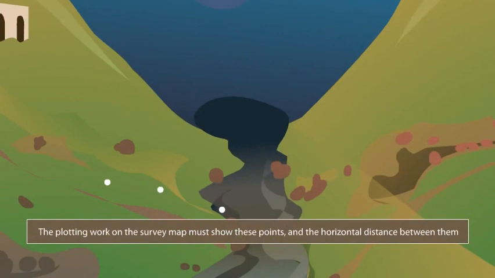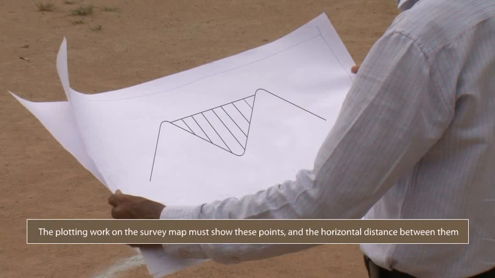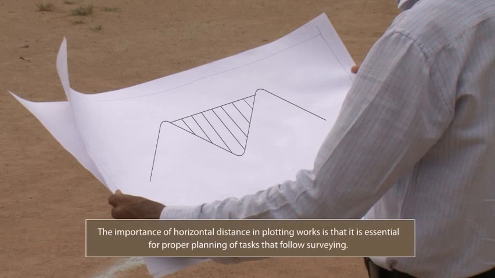So, before beginning the construction of the pillars, a survey of the hills and their slopes must be completed. The survey map must contain the plotting work of the horizontal distances on the slopes, according to which the pillars for the bridge must be spaced. You have just seen an example of how knowledge of horizontal distances is important in plotting works. So remember, prior knowledge of horizontal distances in plotting works is important for proper planning of tasks that follow surveying.